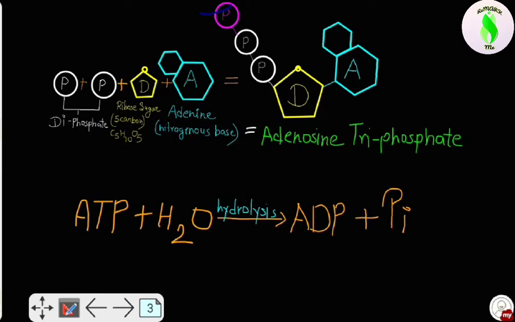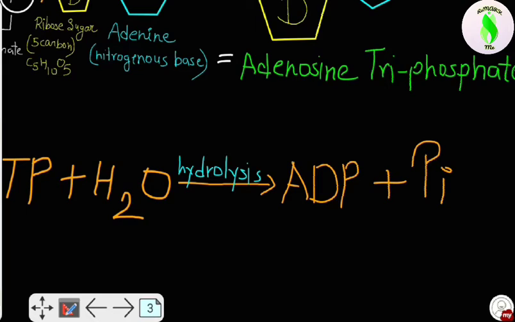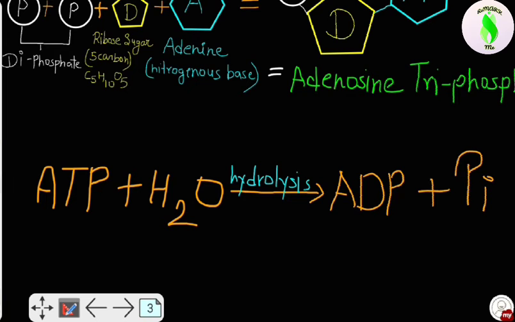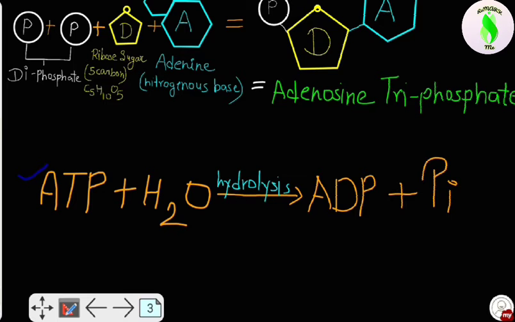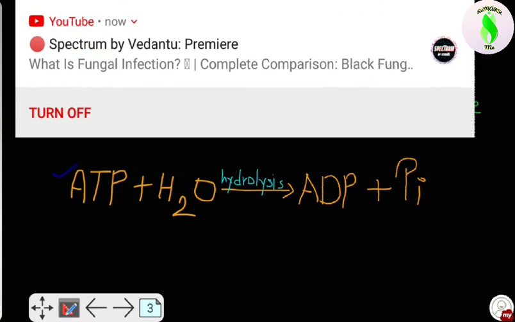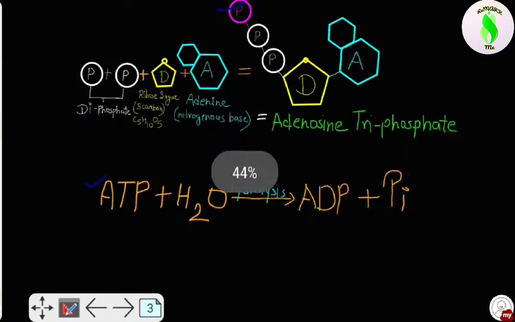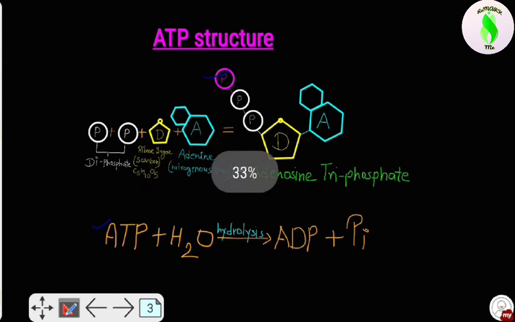Now as you can see, when ATP in the presence of water breaks down into ADP and an inorganic phosphate ion, this process is known as hydrolysis. What is hydrolysis? The breakdown of ATP into ADP and 1 inorganic phosphate ion in the presence of water is known as hydrolysis. This is the whole structure of ATP. The addition of 1 inorganic phosphate ion to ADP gives rise to ATP. This is all about the ATP structure.